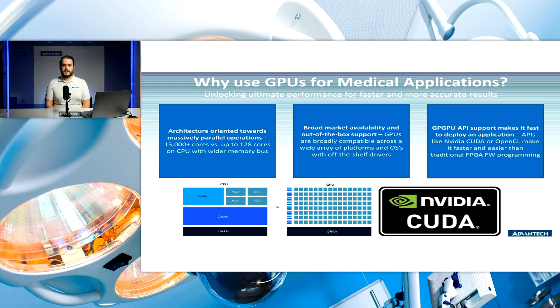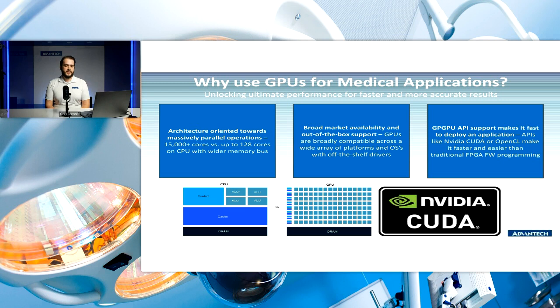Also, CPUs typically have a narrower memory bus, so for visual processing, GPUs are definitely very well suited. GPUs are also broadly available, so you can find them off the shelf at just about any computer store, and you can use them across a wide variety of operating systems and platforms. It doesn't matter whether you're using Intel or AMD, Windows or Linux, you have drivers and compatibility off the shelf.